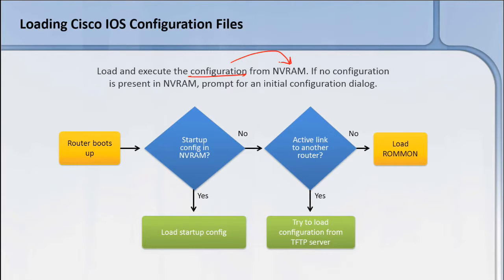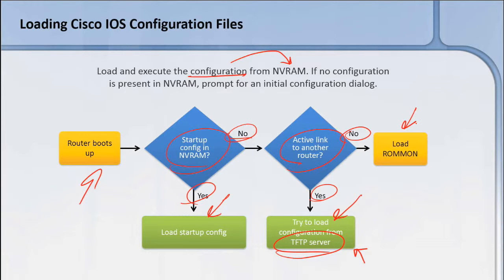All right. So what are they showing us here? The router boots and loads the operating system. Based on the config reg, we ask, is there a startup config in NVRAM? If so, we load it. If not, is there another active link to a router? And if there is, we can try to load a configuration remotely from a TFTP server. This isn't a typical behavior that we want to do, but it's something that you can do. So we could remotely pull down a configuration file. If it can't find a configuration file anywhere else, it can drop into ROMmon.